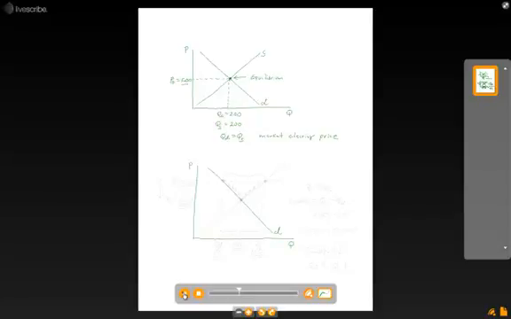Let's go in and draw a market with our downward sloping demand curve and our upward sloping supply curve. And let's just assume for the moment that we have an equilibrium price in the market, we'll call it P naught, of let's say $10. And at $10, quantity demanded would be equal to quantity supplied at, let's say, 100 units of the good.